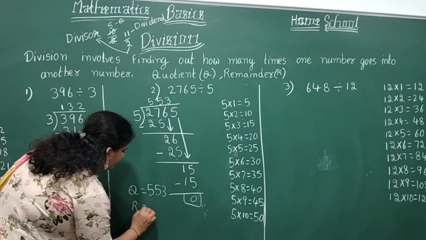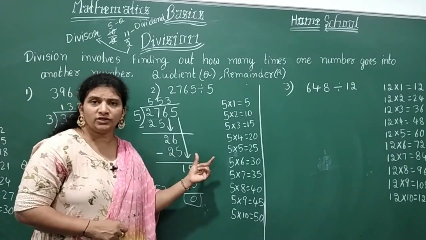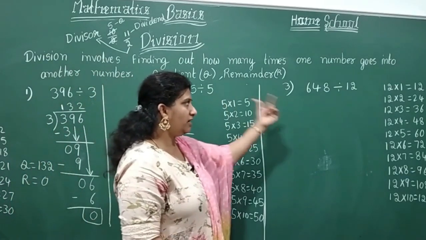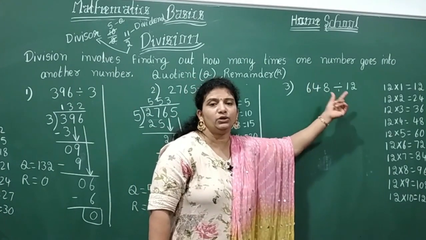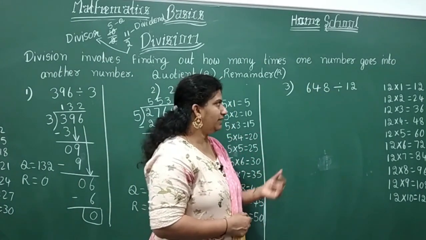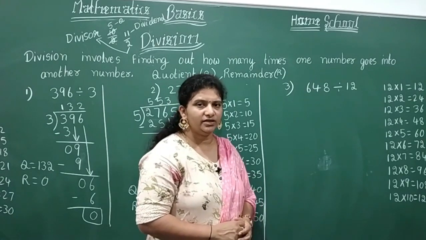553, and your remainder is 0. Okay, shall we move to the third problem here? See here, a 3-digit number is divided by a 2-digit number. That is 648 divided by 12.